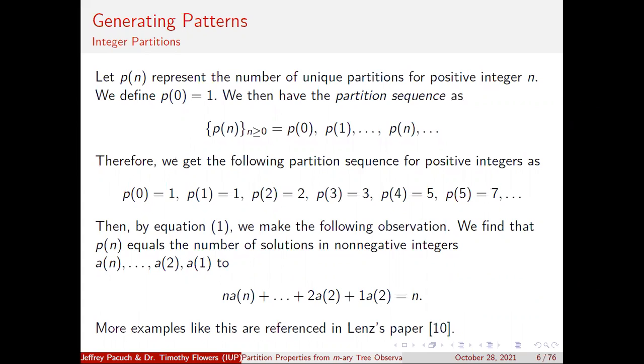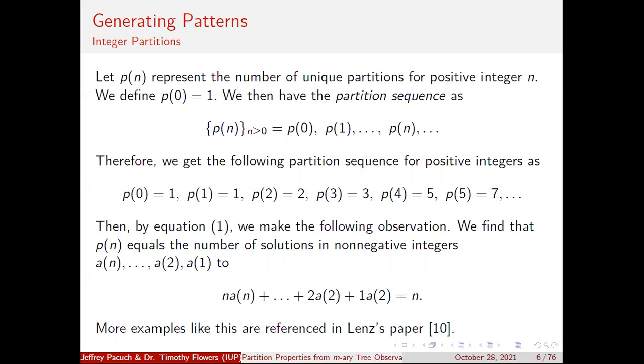So we can then define the sequence for this as P of 0, P of 1, where we can find how many partitions there are for that integer. And I have that listed in the middle equation there, where we can see that there's 1 way for 0, 1 way for 1, 2 ways for 2, 3 ways for 3, etc. And then this leads us to the following equation at the bottom of the screen, where we can see how we can find integer n based on the number of parts that we have.